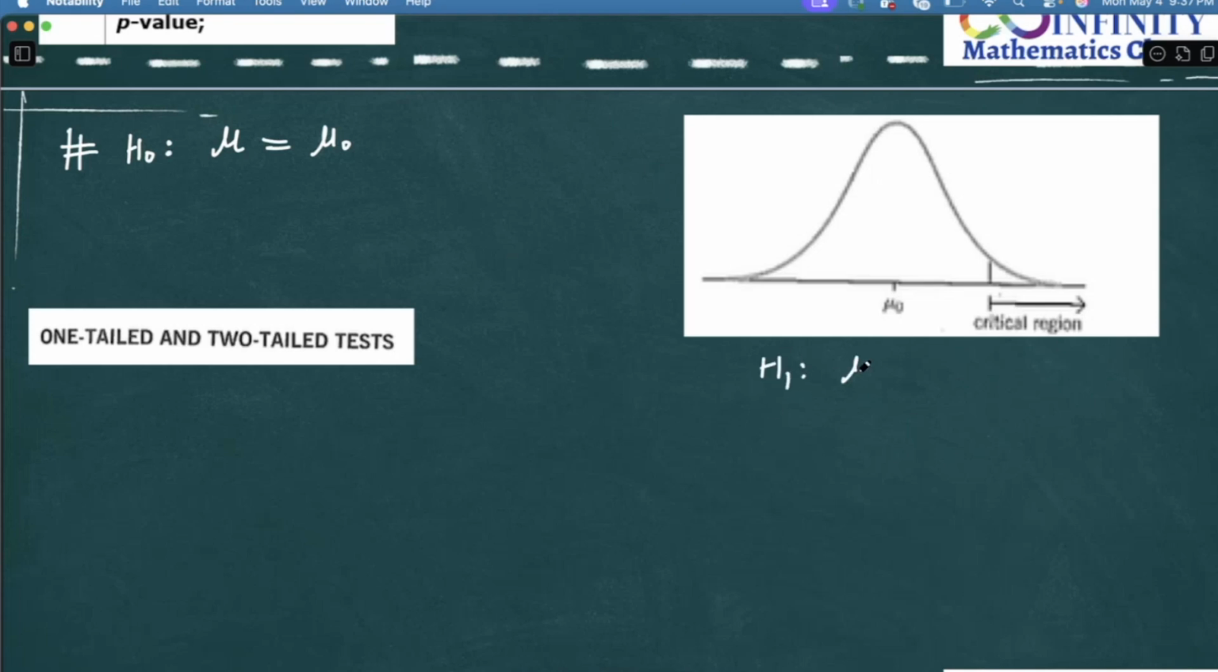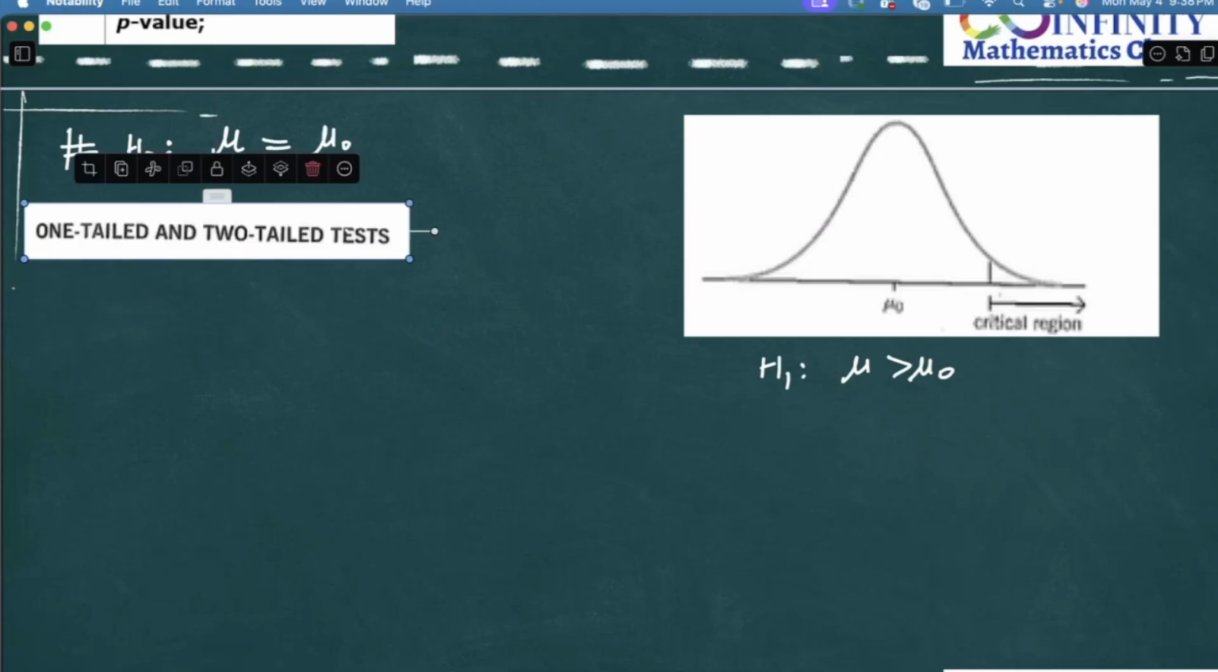H1 is going to be mu is bigger than mu naught, not equal, bigger, because it's single. So this is an example of a one tail. We call it upper tail.